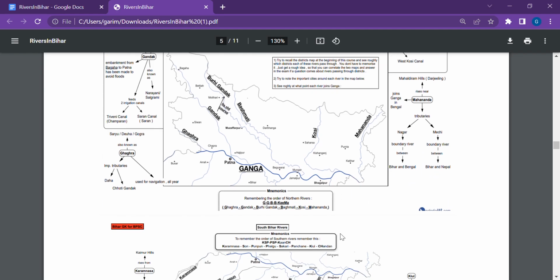So what is the mnemonic to remember the names of the rivers? So it's: जीजी बीबी कीमा, घाघरा, गंडक, बूढ़ी गंगट, बागमती, कोसी, महानंदा, जीजी बीबी कीमा.